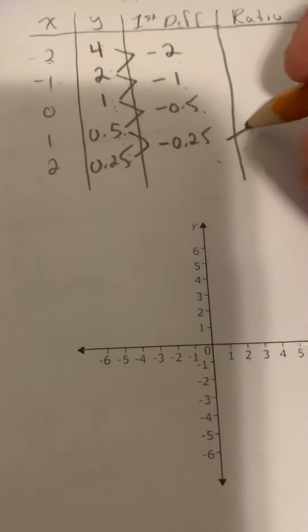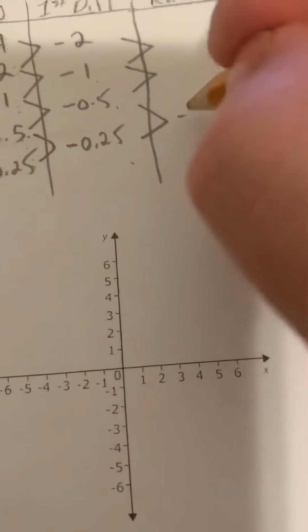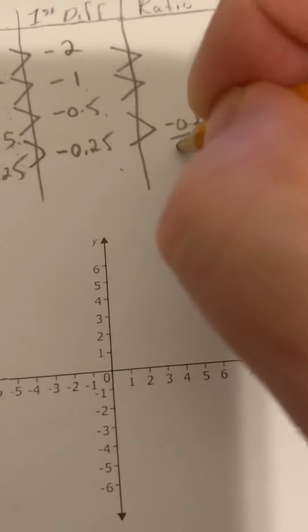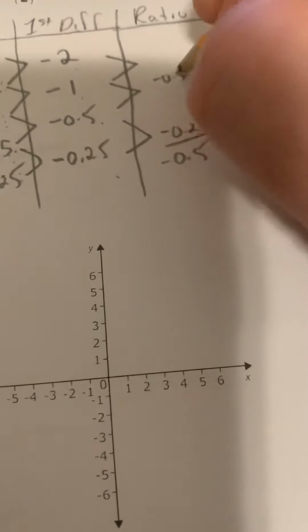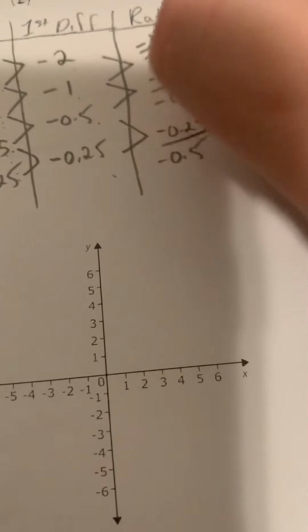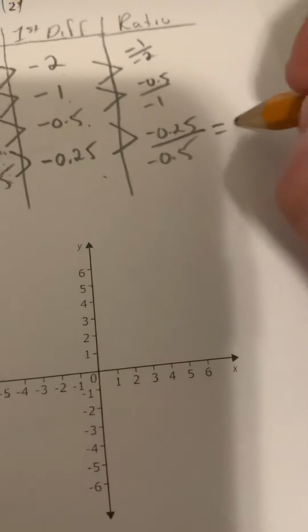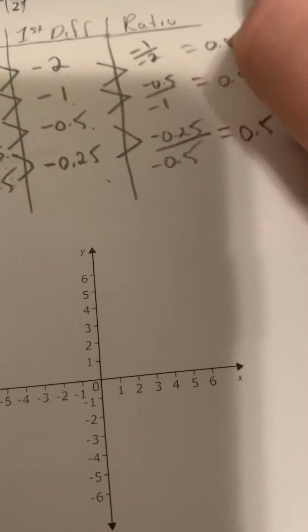Okay, now we do the ratios. We can only do the ratios after we do the first differences. So negative 0.25 divided by negative 0.5. Then negative 0.5 divided by -1. And then -1 divided by -2. And when you do that, you get 0.5 for all of them.